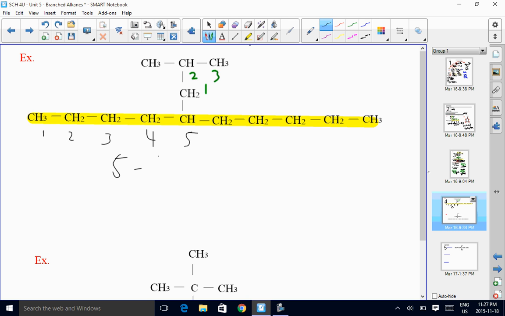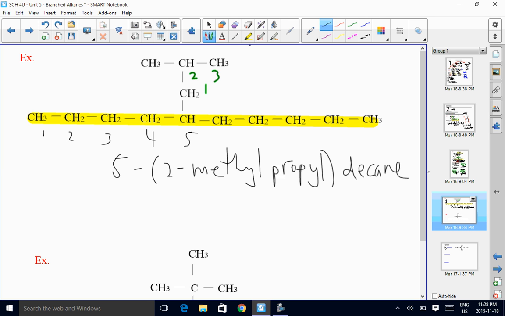So it's 5 dash bracket 2 dash. The sub-branch is methyl connected to the second carbon on the main chain. The main chain is propyl. Remember, we don't have to put a number for it because we already did. It's the 5. And it's decane. 6, 7, 8, 9, 10. So decane is the parent chain. If we named it the old way, you could see the shape is an isobutyl. So it's 5 dash isobutyl decane.